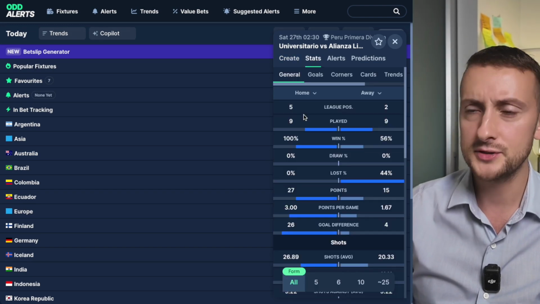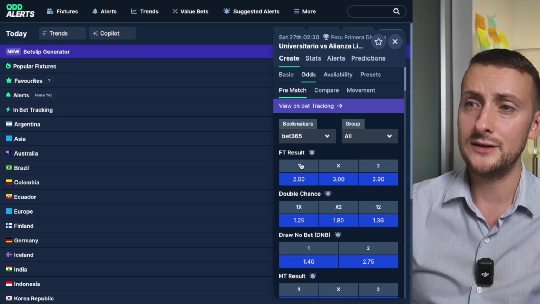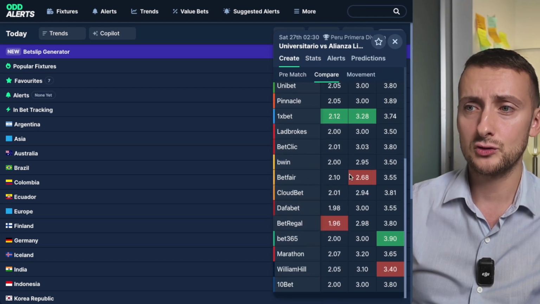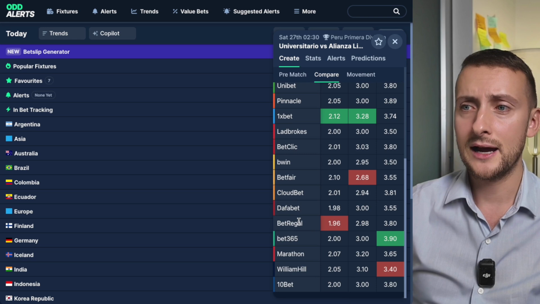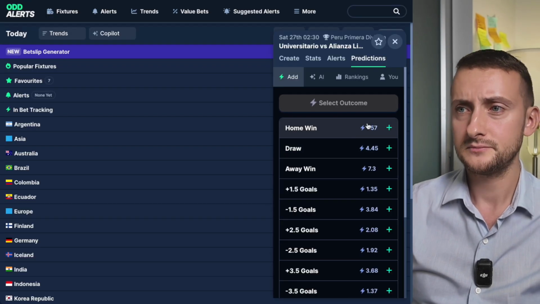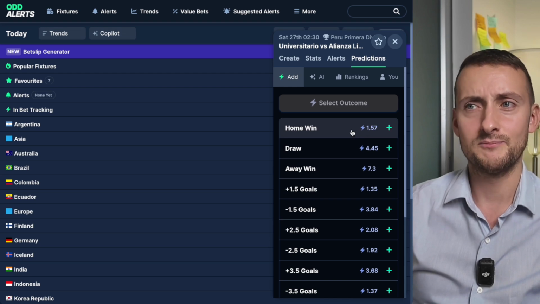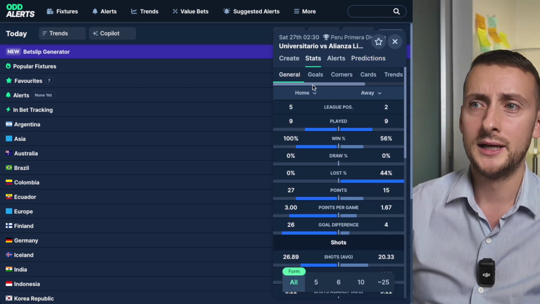Now, I'm hoping the odds haven't dropped too much here, because when I looked at this game, they were evens and they're still evens. They haven't dropped too much. Bet Regal now under evens, and we can see by the probability model here, 1.57 is the implied odds. So they are strong favourites with the model, and to be honest, it doesn't take much to see why.